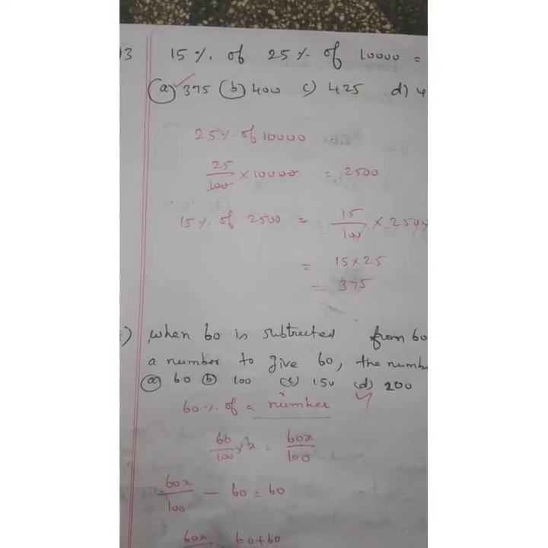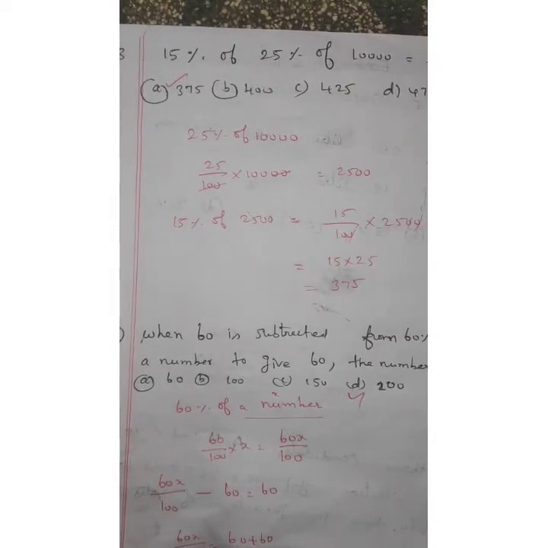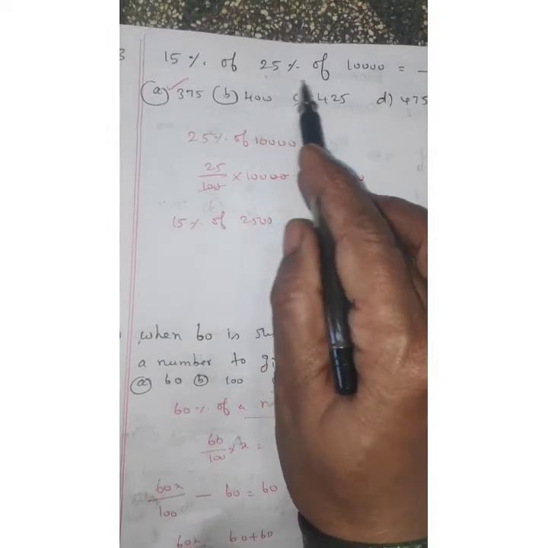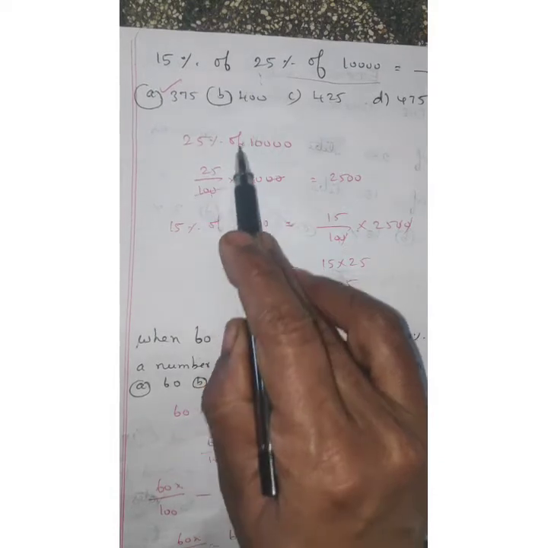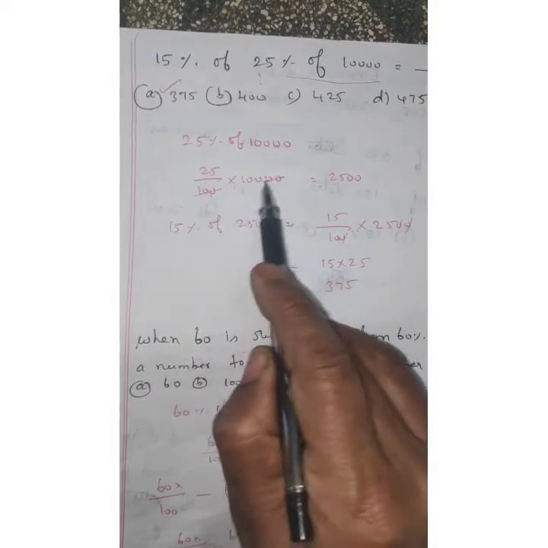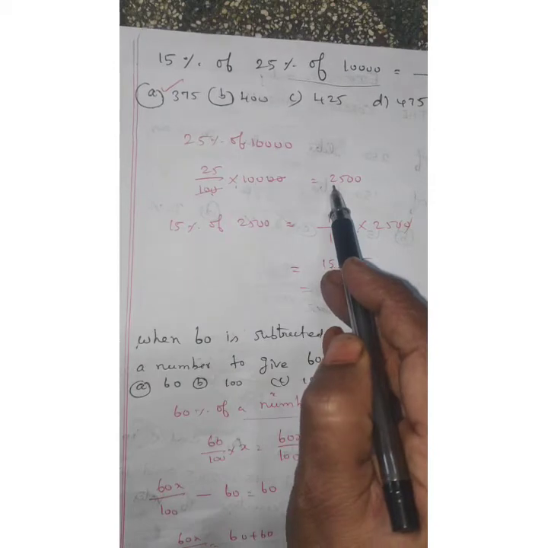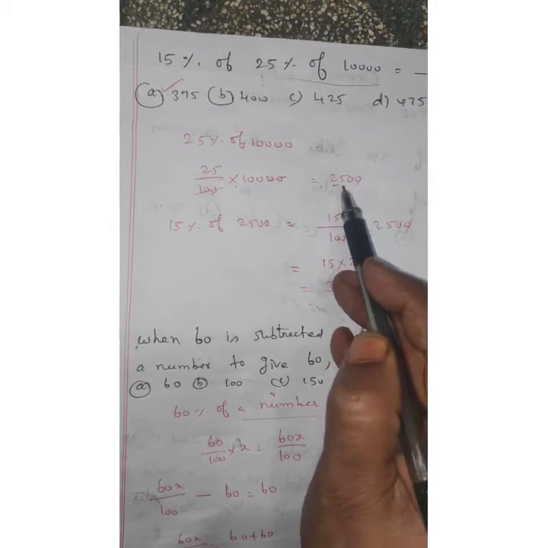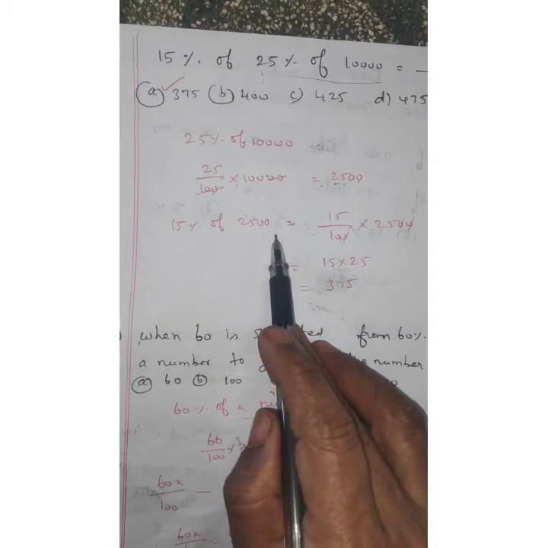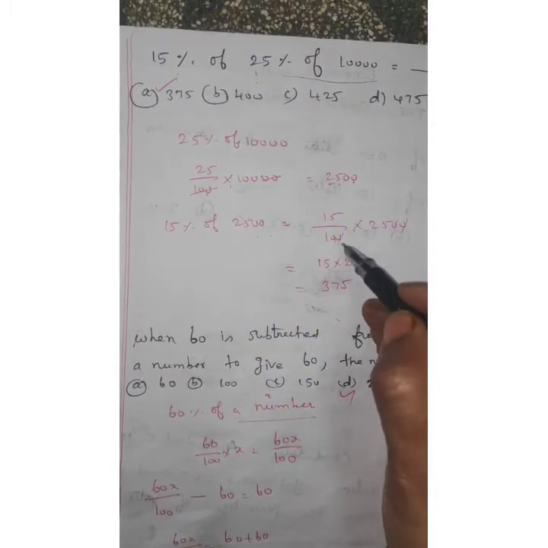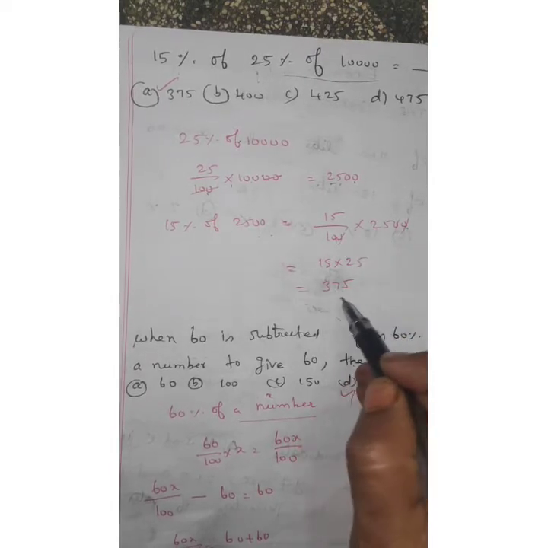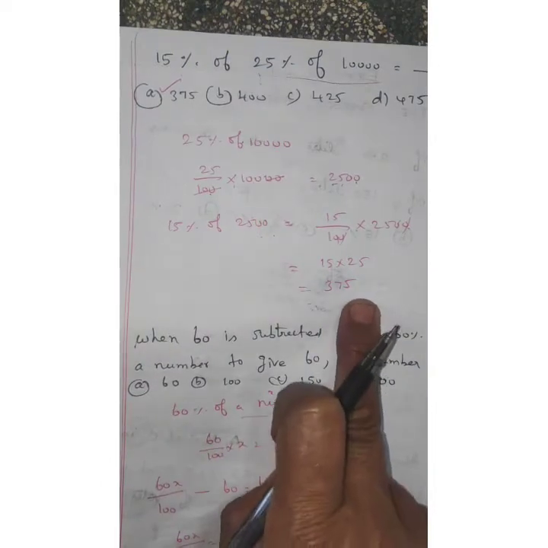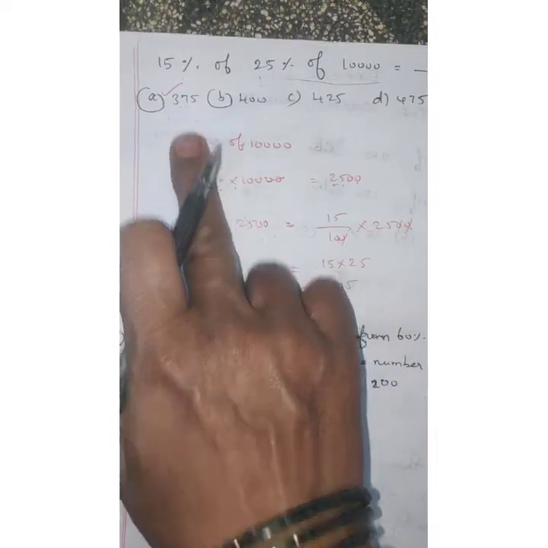Third question: 15 percentage of 25 percentage of 10,000 is dash. First, find 25 percentage of 10,000: 25 by 100 into 10,000. Strike out the zeros, multiply the remaining two numbers and get the answer 2,500. Now 15 percentage of 2,500: 15 by 100 into 2,500. Strike out the zeros, multiply the remaining numbers and get the answer 375. So the third question answer is 375.